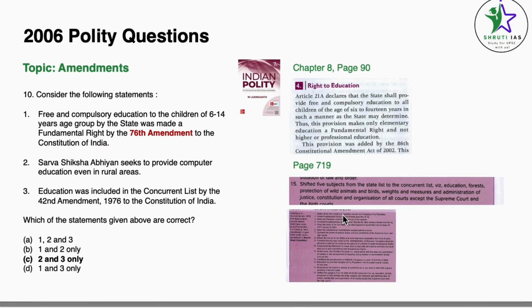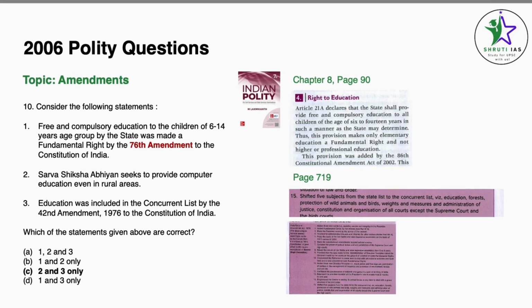Coming to the next question, question number 10, talks about the constitutional amendments that have happened. Now, here, point number one, free and compulsory education to the children of 6 to 14 years of age by the state was made a fundamental right by 76th Amendment to the Constitution of India. This answer is given on chapter 8, Fundamental Rights, page number 90. Under right to education, we can check here that Article 21A, which was added by the 86th Constitutional Amendment Act of 2002, not the 76th Amendment Act.